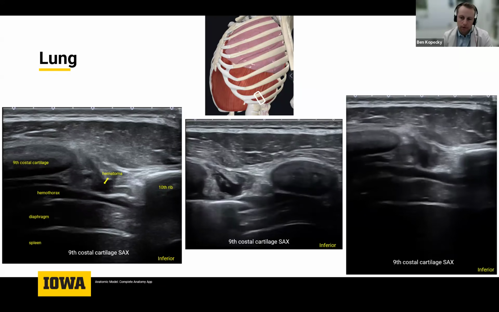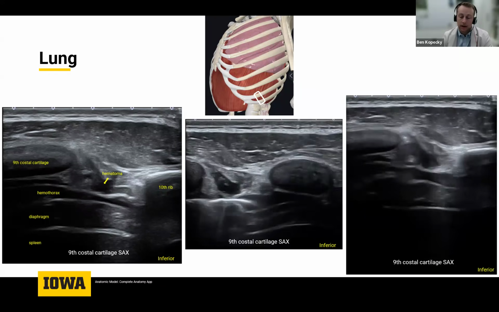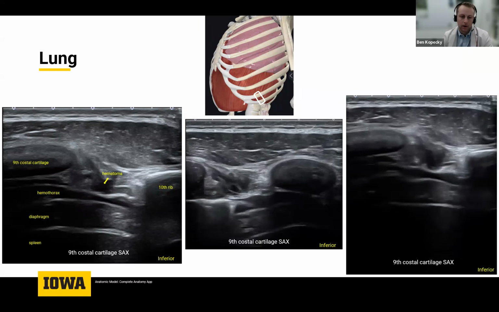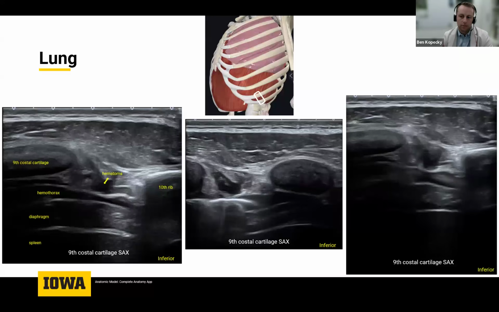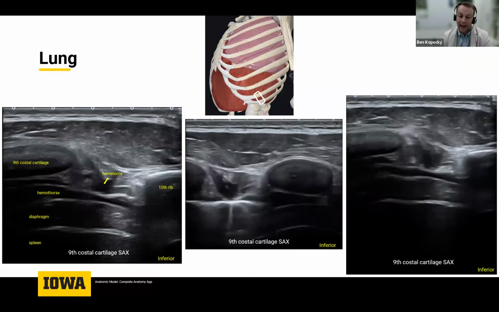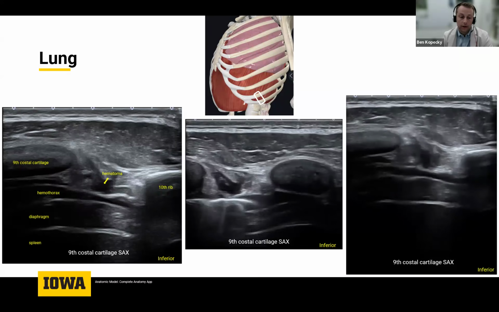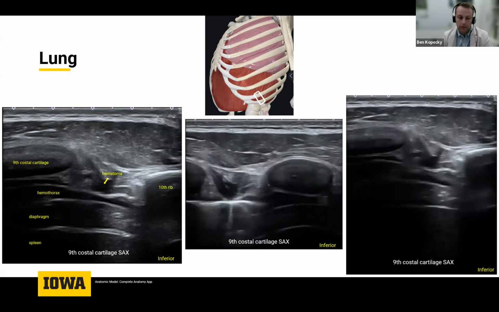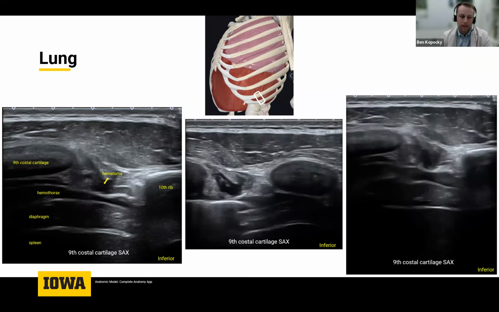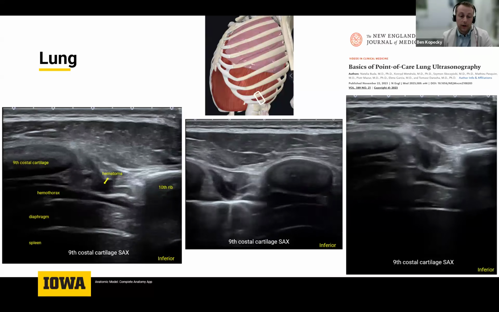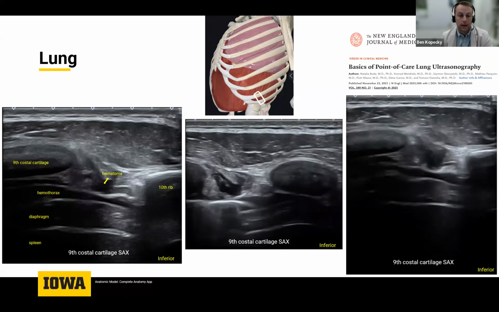So when you see that lung pleura sliding, that's a good sign. If there were a pneumothorax, you would not see any movement of that hyperechoic line because what you're seeing would be just refraction off the air in the thoracic cavity and not tissue. You could also evaluate the lung with M-mode imaging, which we did not perform. If you're interested in learning more about the sonographic evaluation of the lung, I direct you to this excellent article in NEJM.